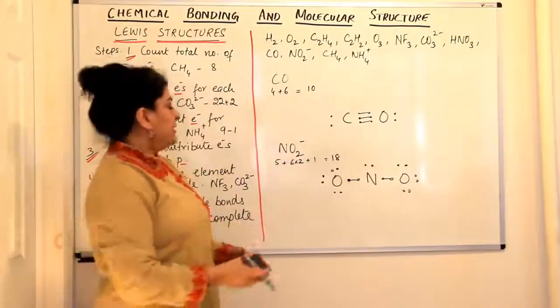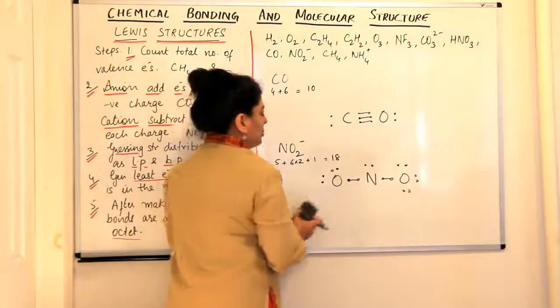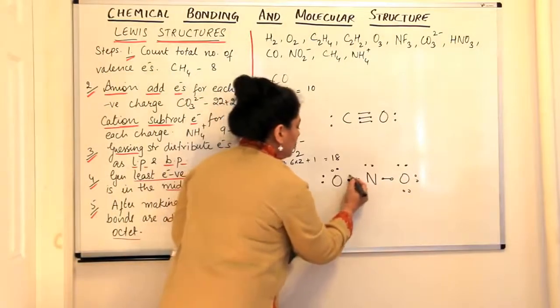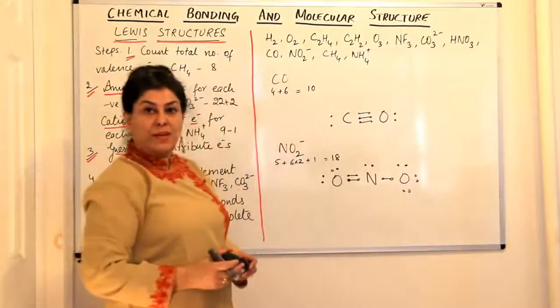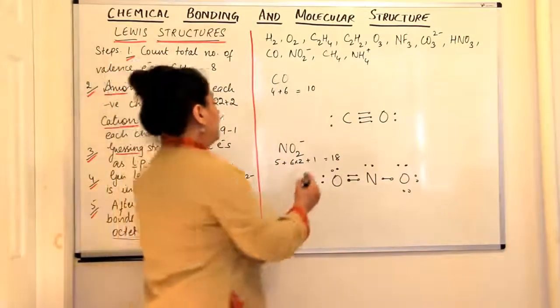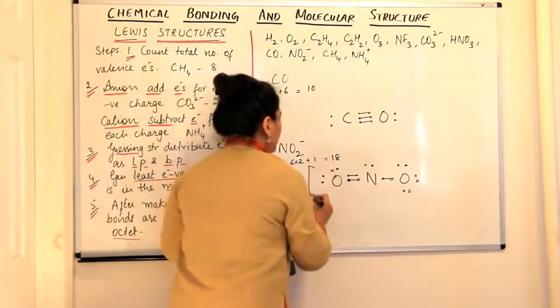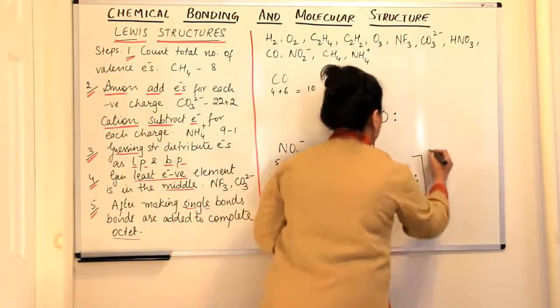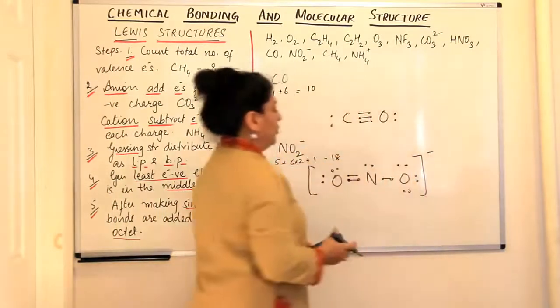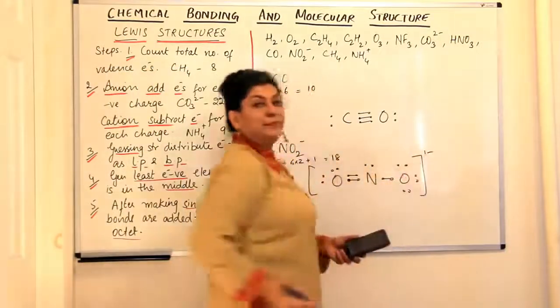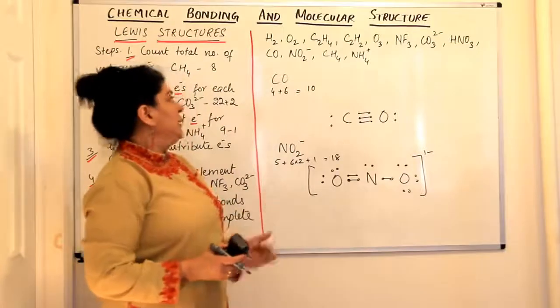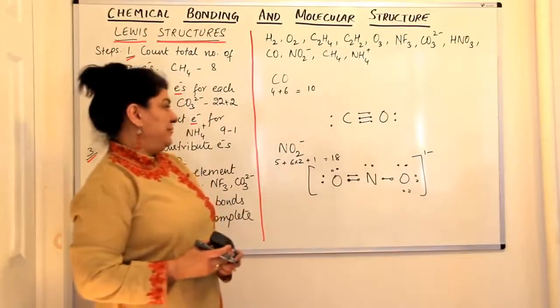When nitrogen has only 6, one of these oxygens is going to contribute, move its electrons towards nitrogen and form a double bond. So this would be the structure, and since it's an ion, you'll put the entire structure in a bracket and put the negative charge on it. It would have a single negative charge. So that would be NO2 negative.